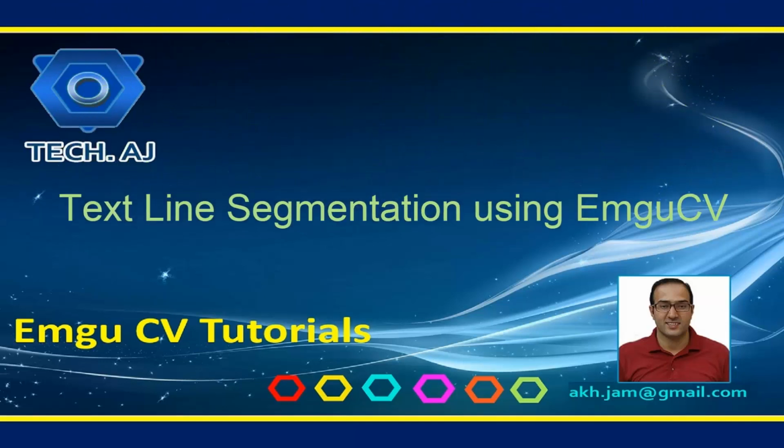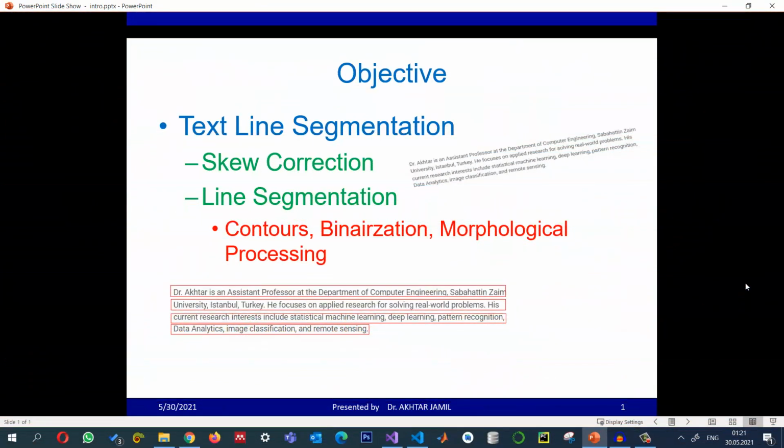Hello and welcome to this new tutorial, and in this tutorial we are going to see how we can do text line segmentation from images using Emgu CV. In case our text is not horizontal, then we will apply some skew correction techniques first to make it horizontal, and then we will perform line segmentation.